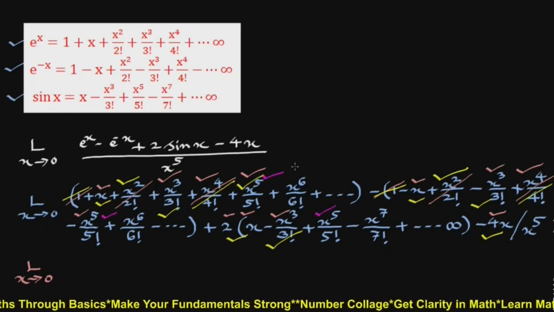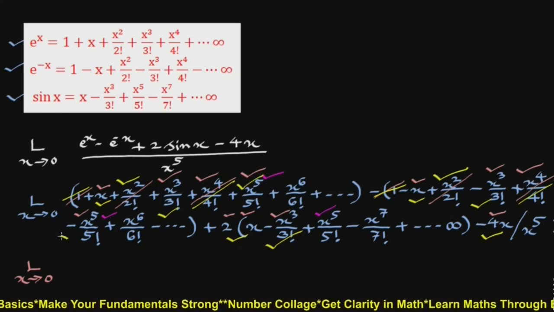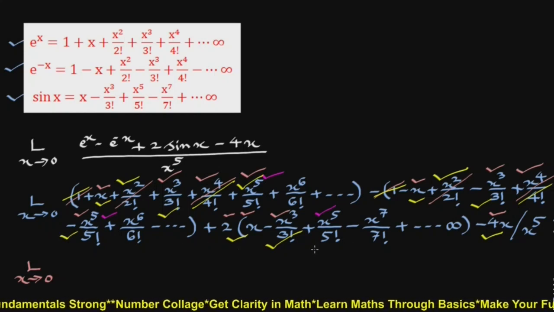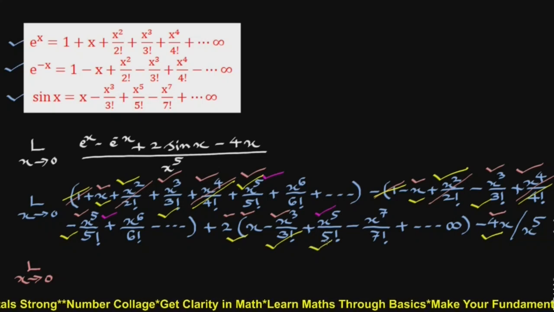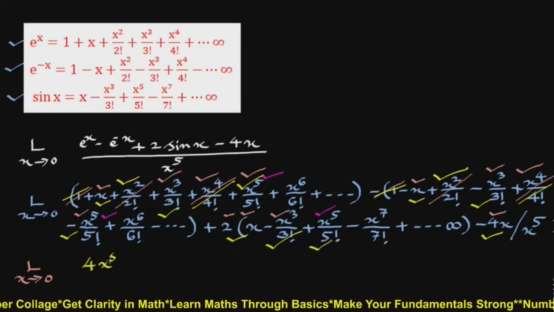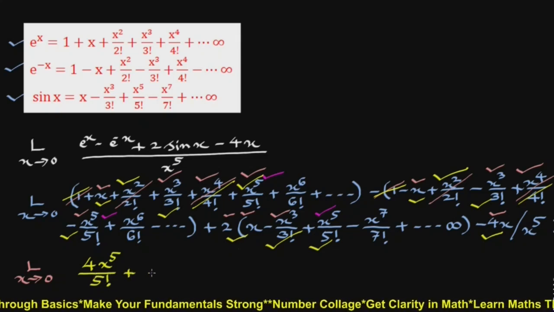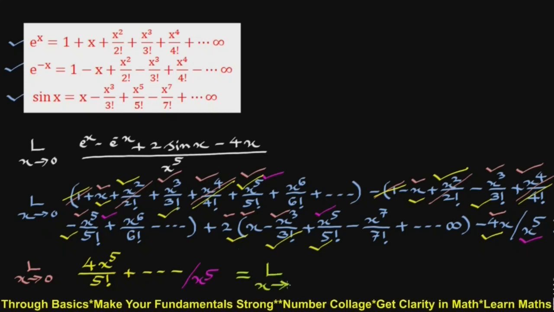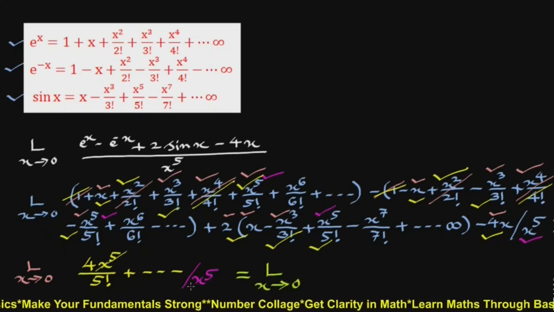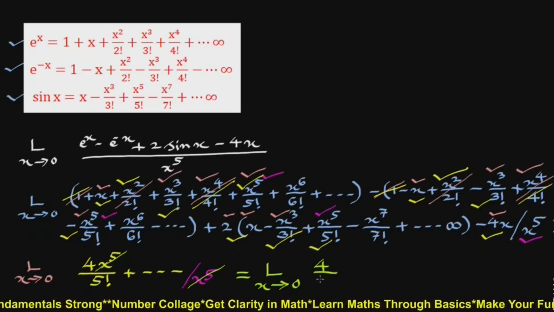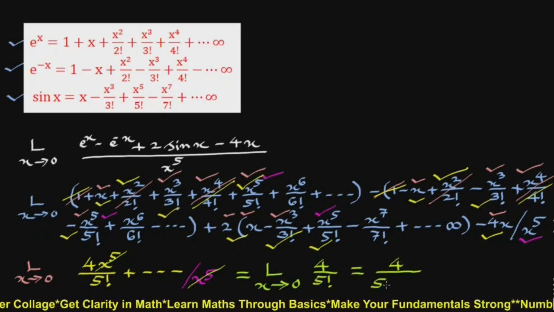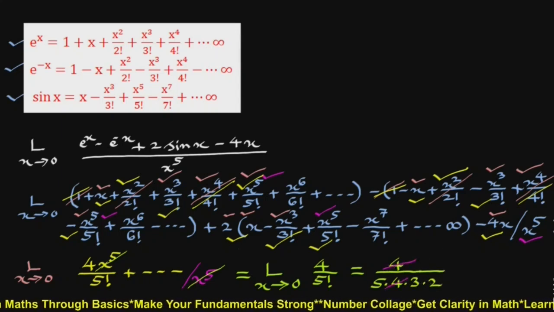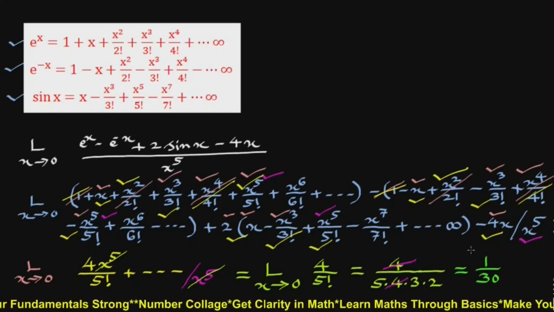x raised to 5 upon 5 factorial plus x raised to 5 upon 5 factorial is 2x raised to 5 upon 5 factorial, plus 2 times x raised to 5 upon 5 factorial, that will be 4 x raised to 5 upon 5 factorial, plus so on and so forth, upon this x raised to 5, which is limit as x tends to 0. Cancelling x raised to 5 we get 4 upon 5 factorial, which is 4 upon 5 into 4 into 3 into 2. Cancelling 4 we get 1 upon 30, which is the value of the limit.